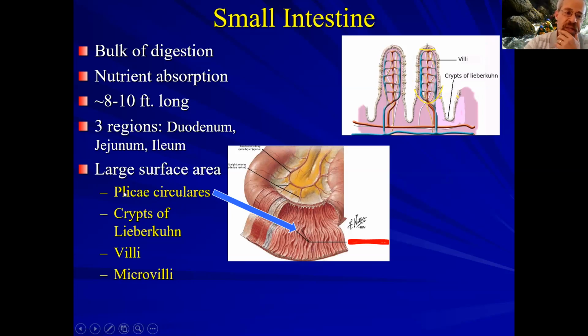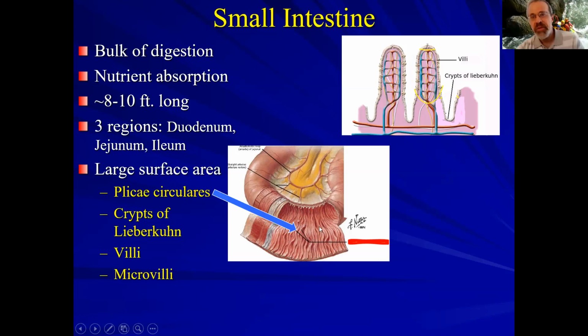First of all, it's what we call the plicae circulares. Plicae circulares literally means circular pleats or circular folds. And this is what you would see in the small intestine. Kind of looks like rugae, but they're a little different in structure, and they're in the small intestine. So you'll only find those in the small intestine.